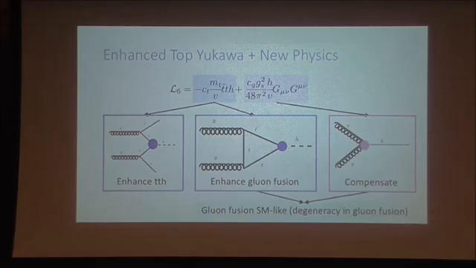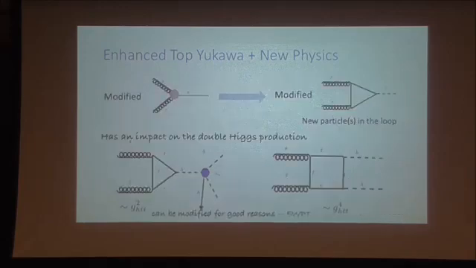So again, let's go back to the excess. The excess indicates an enhanced ttbar Higgs coupling, and that indicates a modified effective gluon Higgs coupling. A modified Higgs to gluon coupling implies we have a modified triangle diagram, and that means we have new particles running in this loop.